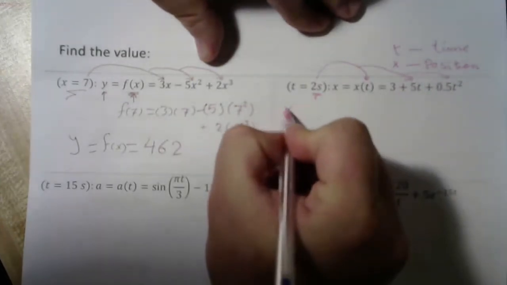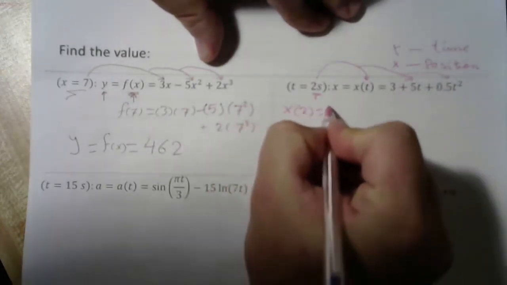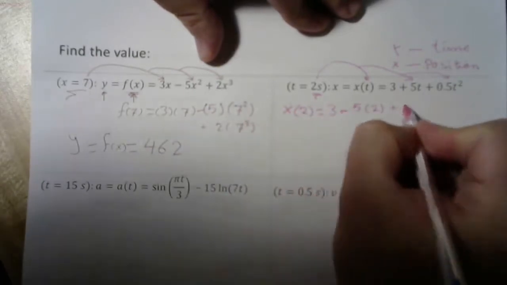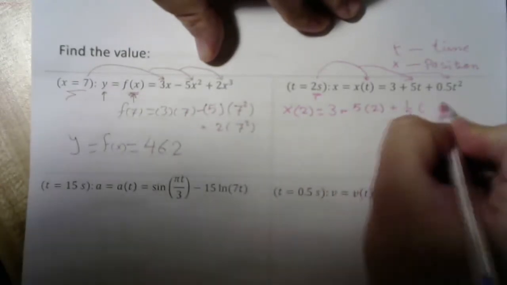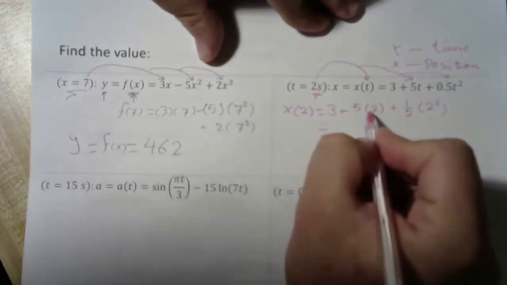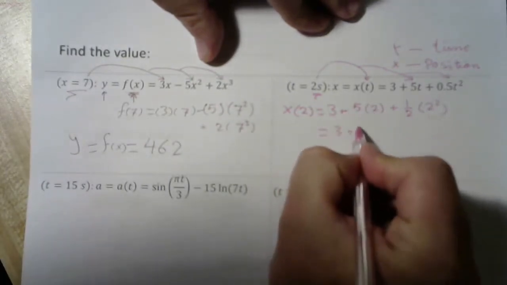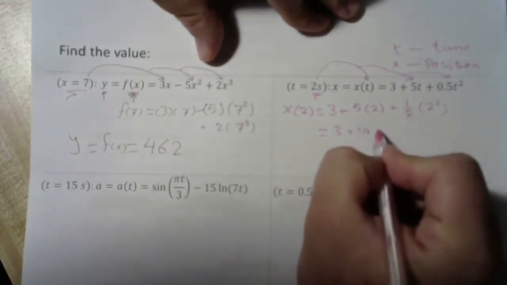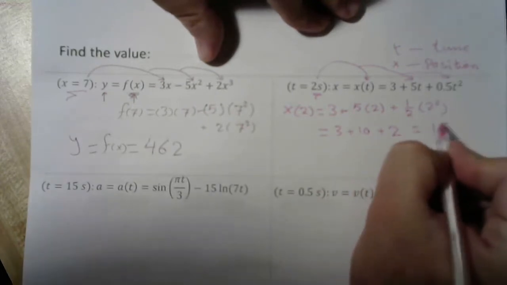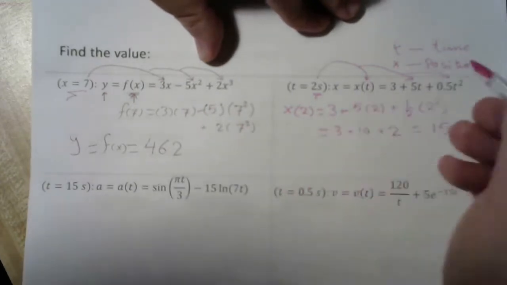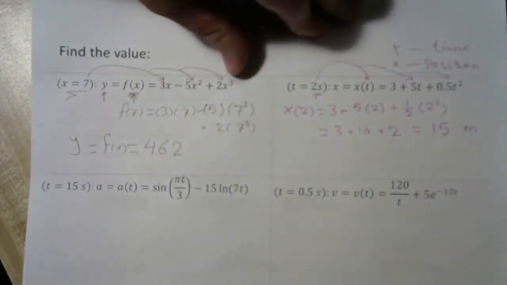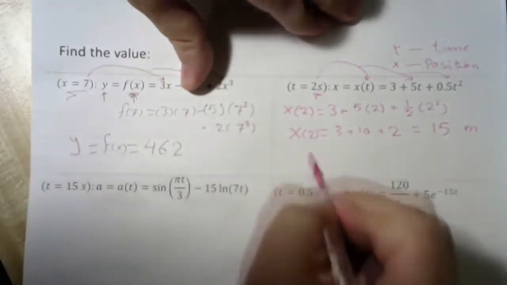Okay, so x of 2 is equal to 3 plus 5 multiplied by 2 plus half multiplied by 2 squared. In this case it is 3 plus 10, plus half multiplied by 4, which is 2. This is equal to 15. It is x. It is position. Now I can put the value of the unit. This is x of 2.